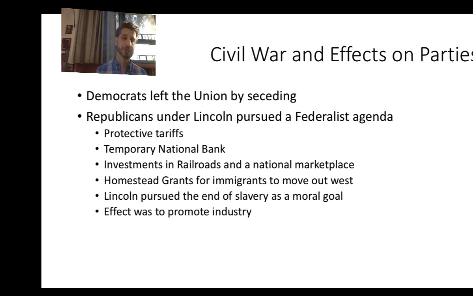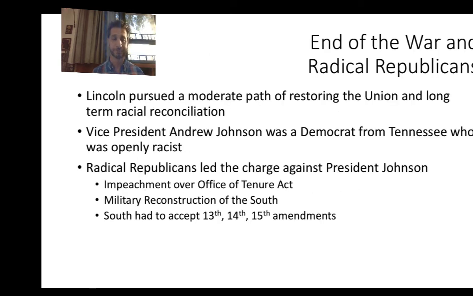So then we get to the end of the war. In the end of the war, Lincoln was attempting to bring the South back in through a moderate path of ending slavery, but then allowing for racial equality to develop over time. Of course, he's assassinated, and when he is, his vice president becomes president. His vice president was Andrew Johnson, who was actually a Democrat from Tennessee. Lincoln chose him intentionally during the Civil War, during his second administration, in order to try to bring the states together. Andrew Johnson was openly racist. He had no problems making statements very clearly that he was against African Americans and against any attempt to make African Americans racially equal within the country.